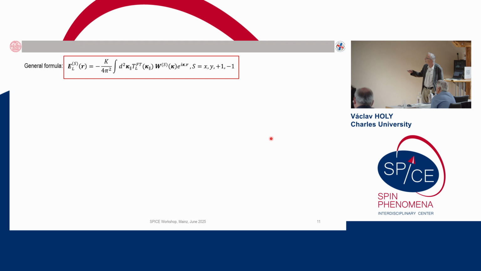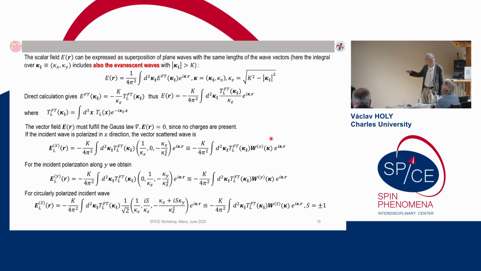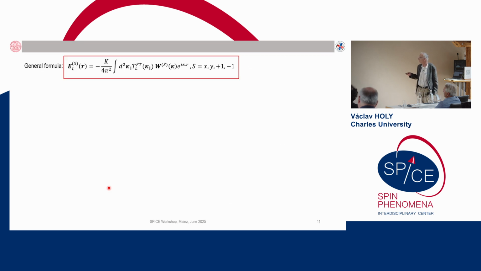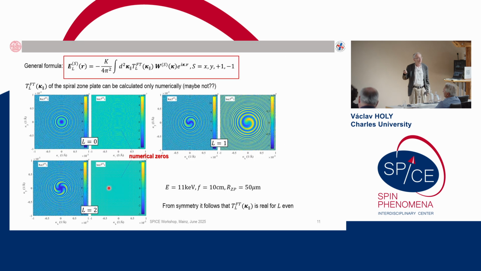This is written here. Ws is the vector function, and you can see this is for the x-polarized, linearly polarized along x, linearly polarized along y, and circularly polarized wave. So the only difference is in this vectorial function. The remaining part of the integral is the same. So the crucial point is to calculate the Fourier transformation of the transmittivity, and this can be done numerically.